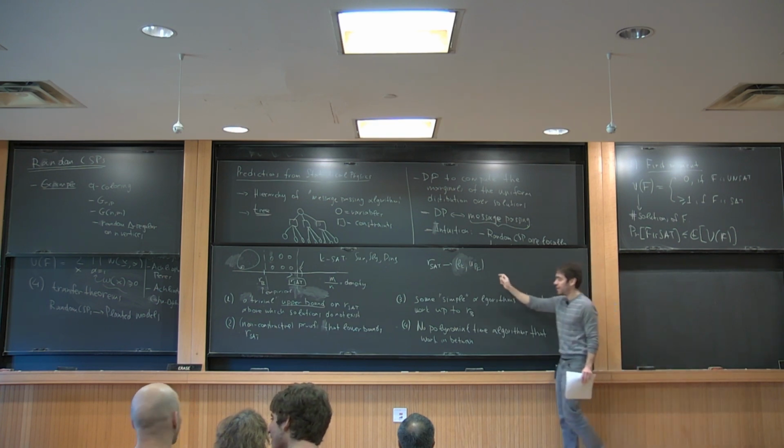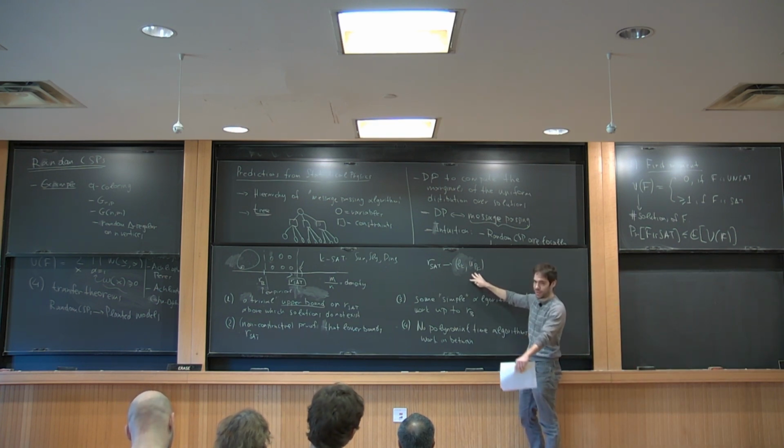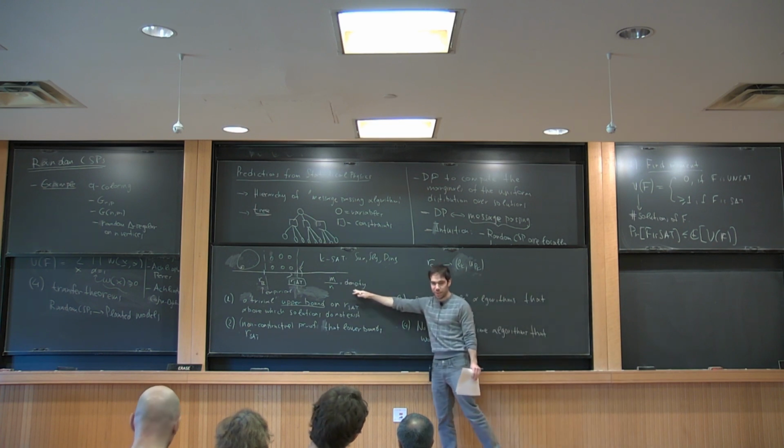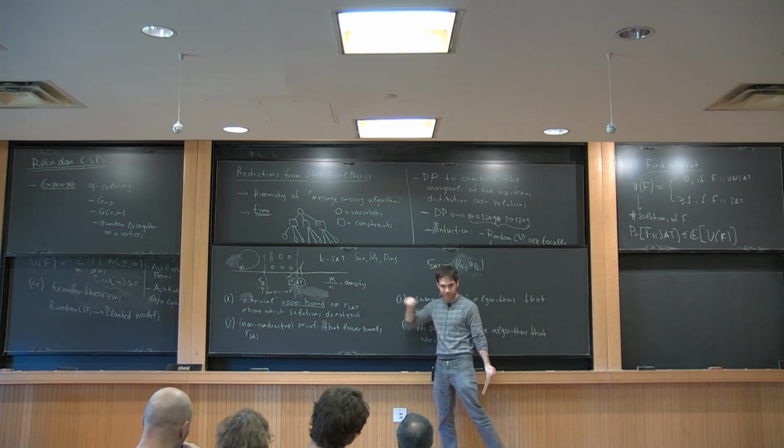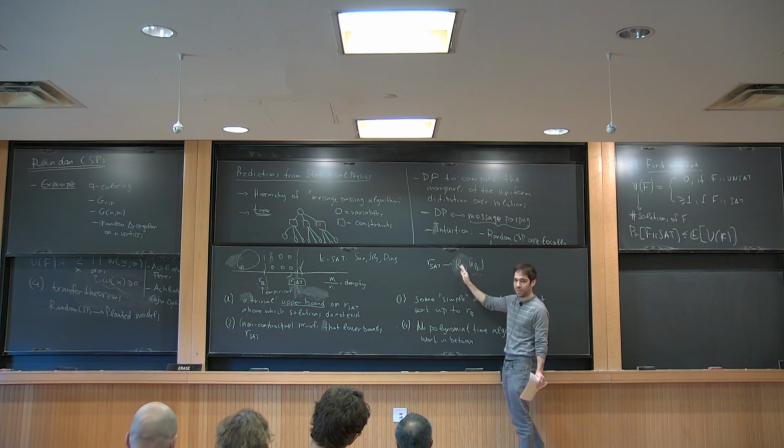Let me answer your question. Because we think of n going to infinity, we don't care about these little o of n factors. We only care about factors that have to do with k and not n.